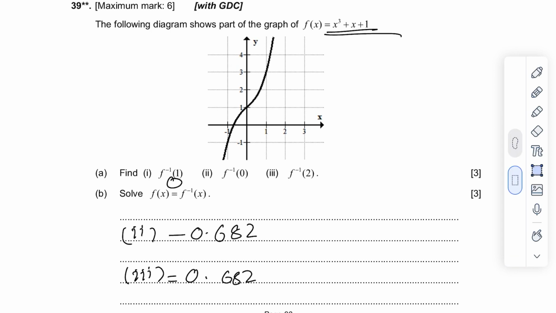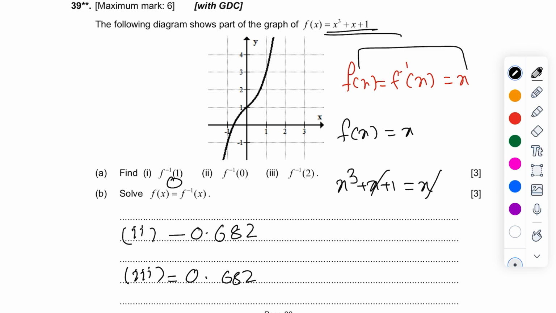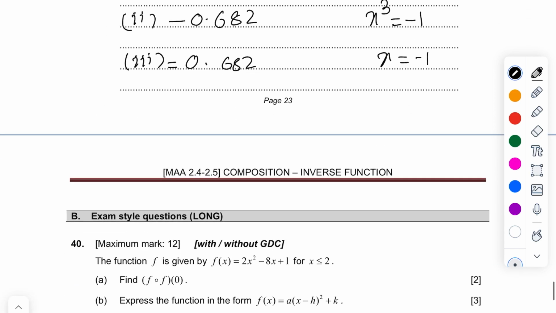For part B, we know that f of x equals f inverse of x equals x. So we are going to solve it out. f of x equals x means x cube plus x plus 1 equals x. x gets cancelled. x cube equals negative 1. So what is going to be the value of x? x equals negative 1.